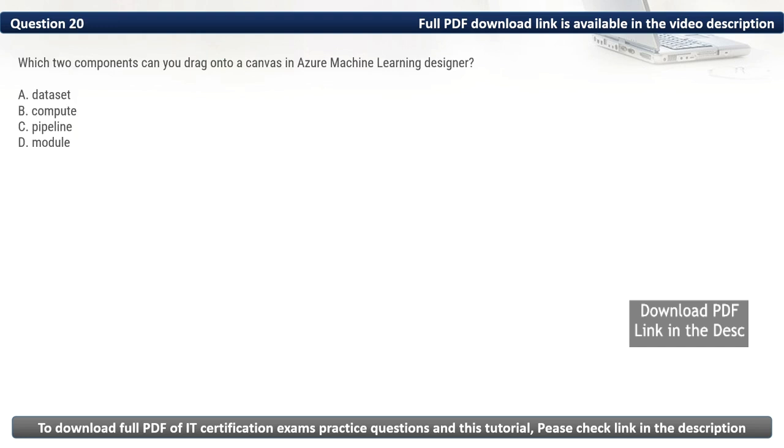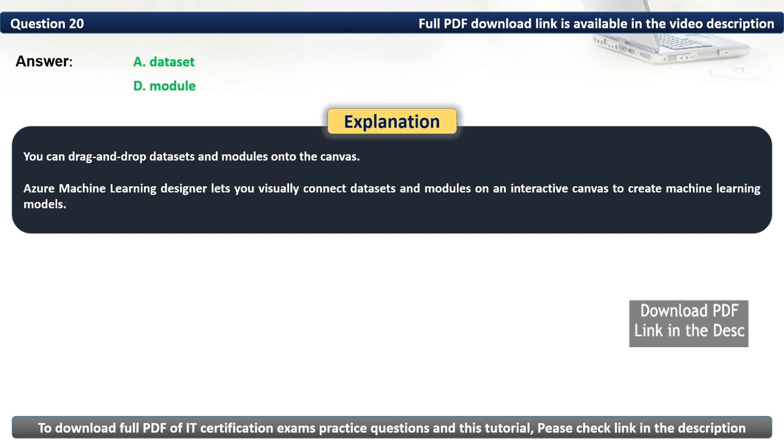Question 20. Which two components can you drag onto a canvas in Azure Machine Learning Designer? The two components that we can drag onto a canvas in Azure Machine Learning Designer are dataset and module. Thus, the correct options are A and D. You can drag and drop datasets and modules onto the canvas. Azure Machine Learning Designer lets you visually connect datasets and modules on an interactive canvas to create machine learning models.